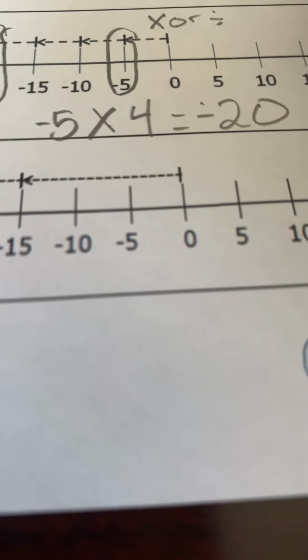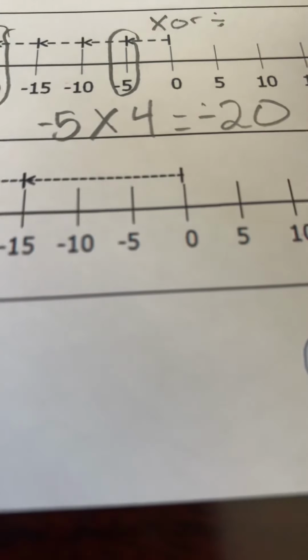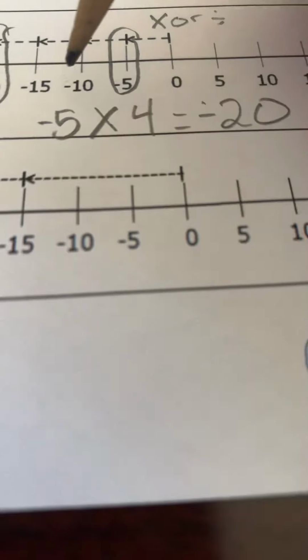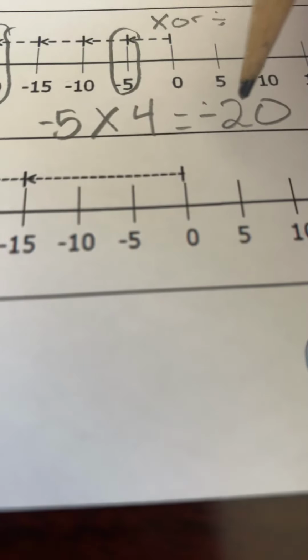So I get the number since -5 times +4 is -20. Again, if my signs are not the same when I'm multiplying, I know my answer is going to be negative.